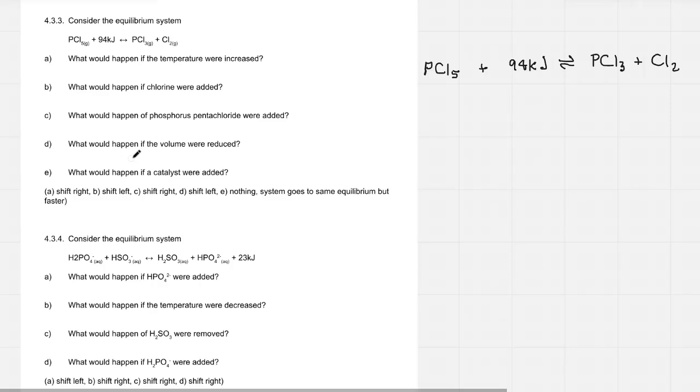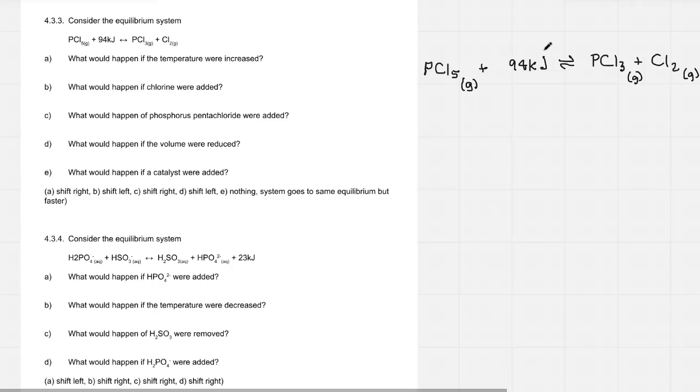Question D, what if the volume were reduced? This is new. First time we talked about this. Okay, PCl5, phosphorus pentachloride, is a gas. Phosphorus trichloride is a gas. Chlorine, of course, is a gas. Heat doesn't have a state, so we leave it out of this.